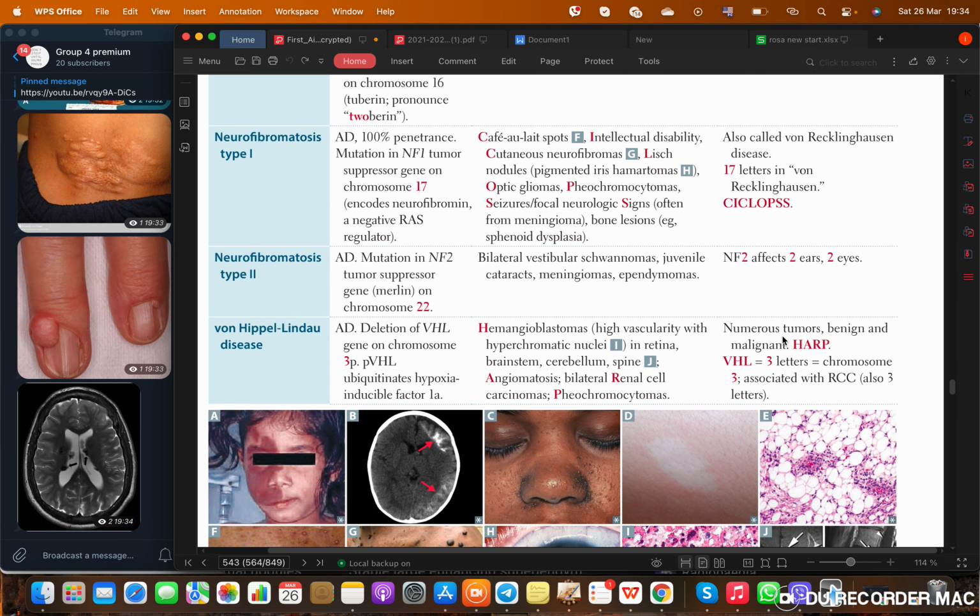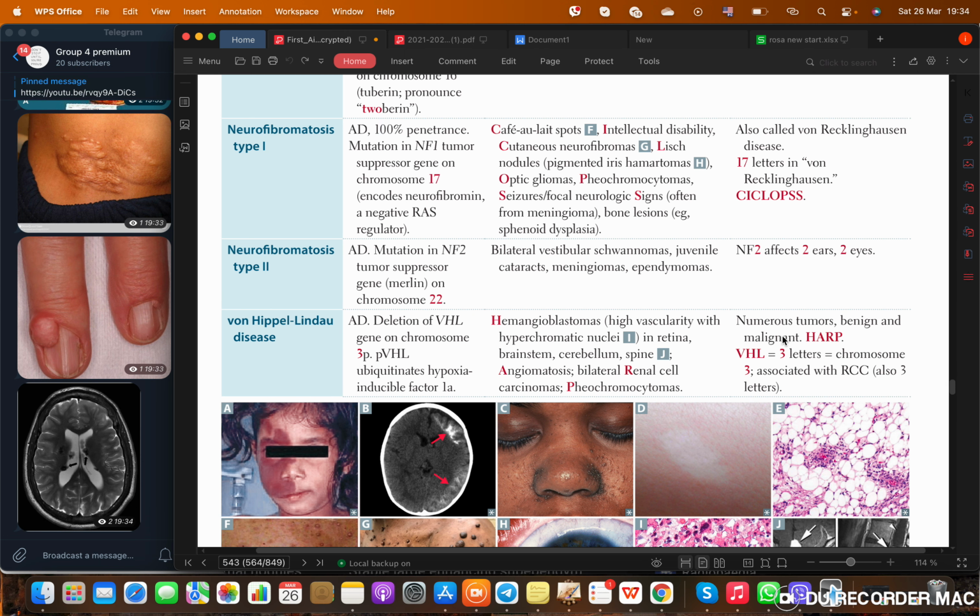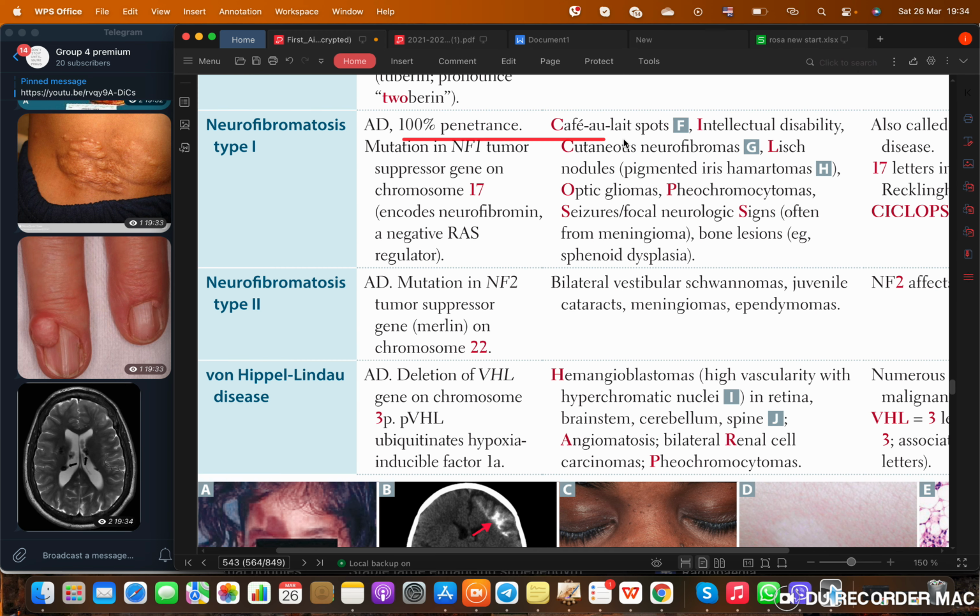Good. The next thing is neurofibromatosis. We have type 1 and type 2. Type 1 is autosomal dominant with 100% penetrance, meaning if you have the genotype, you will have the phenotype. A mutation in the NF1 tumor suppressor gene, so it's an inactivating mutation on chromosome 17, encodes for neurofibromin, which is a negative RAS regulator.